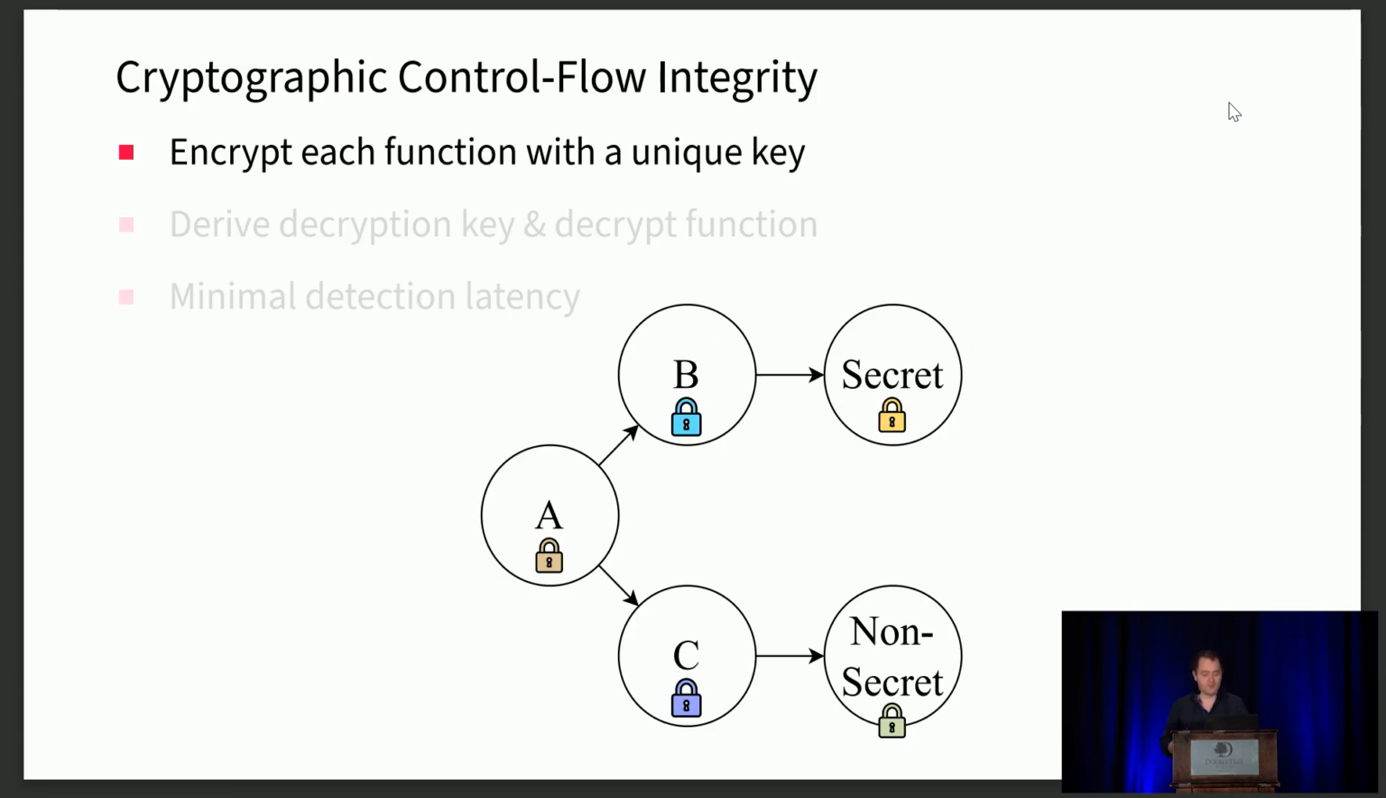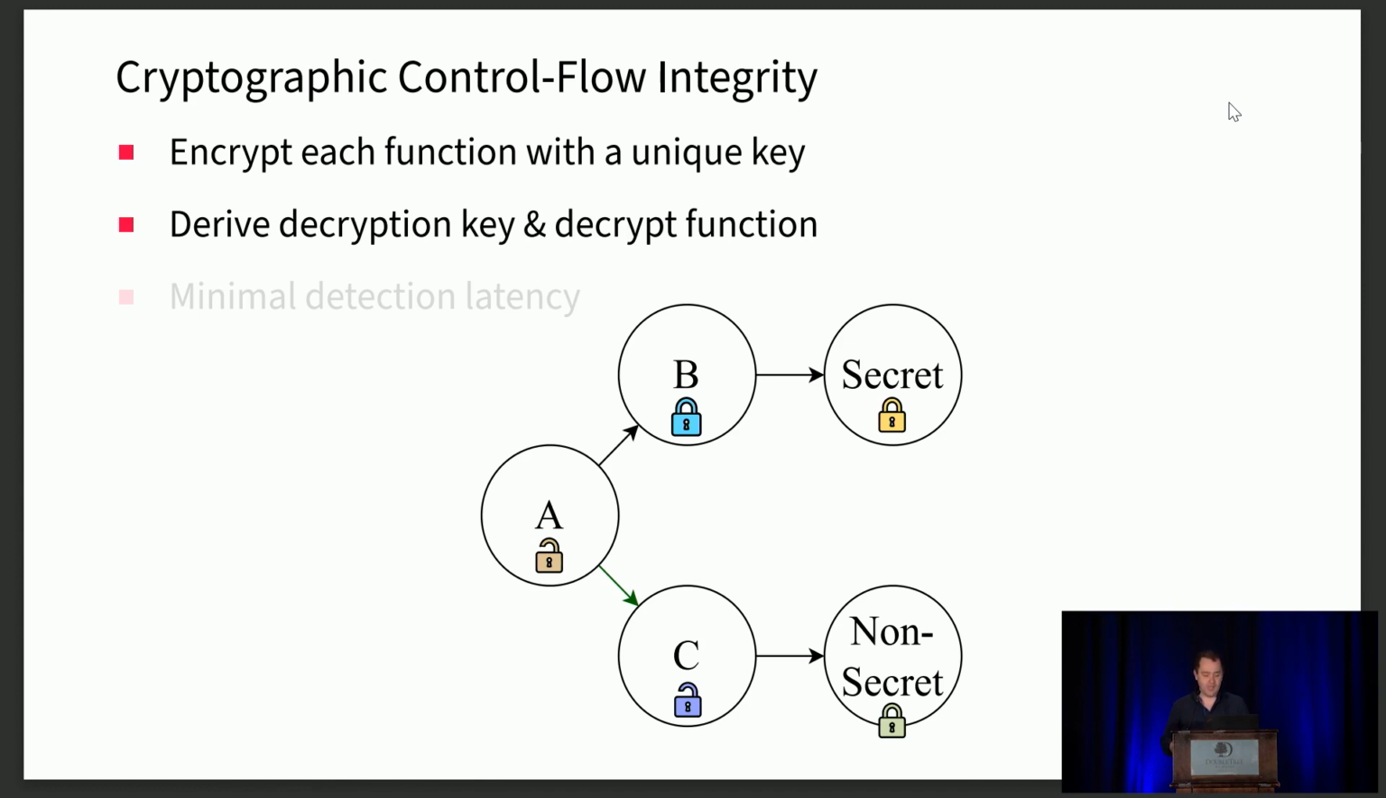The basic concept is really simple. Before we start the program, we encrypt each function using a dedicated encryption key. For example, A is encrypted with this brown key, B with this blue key, and so on. During runtime, we dynamically derive the decryption key, and before we actually switch the function, for example from A to C, we need to make sure that this key is in place and that we can fetch the code here.